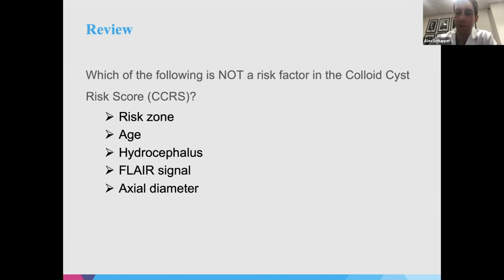So I just want to finish with 2 brief questions, and we have 2 awesome sub-Is this month, so I'll split them between you guys. So Mike, if you want to take the first one. These are all things we talked about during the lecture today. Which of the following was not a risk factor in the CCRS?